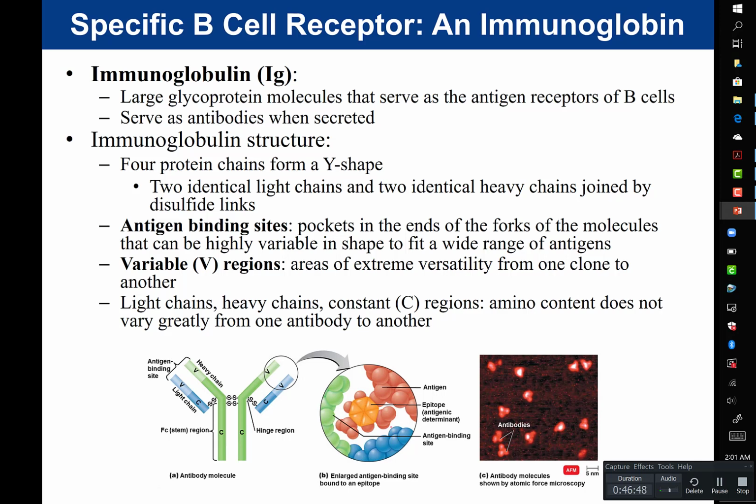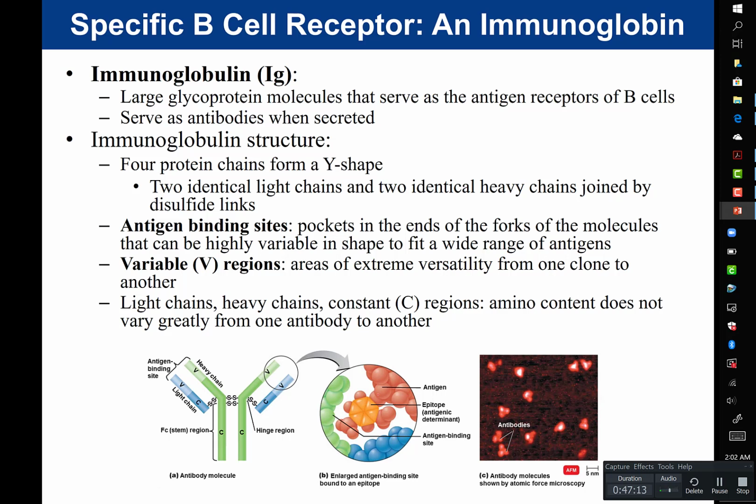This antigen binding site is going to bind to a specific epitope, or antigenic determinant. It's a part of a particular antigen. The specificity comes from this antigen binding site. It's going to have a particular structure, which is going to allow it to bind to a particular antigen.